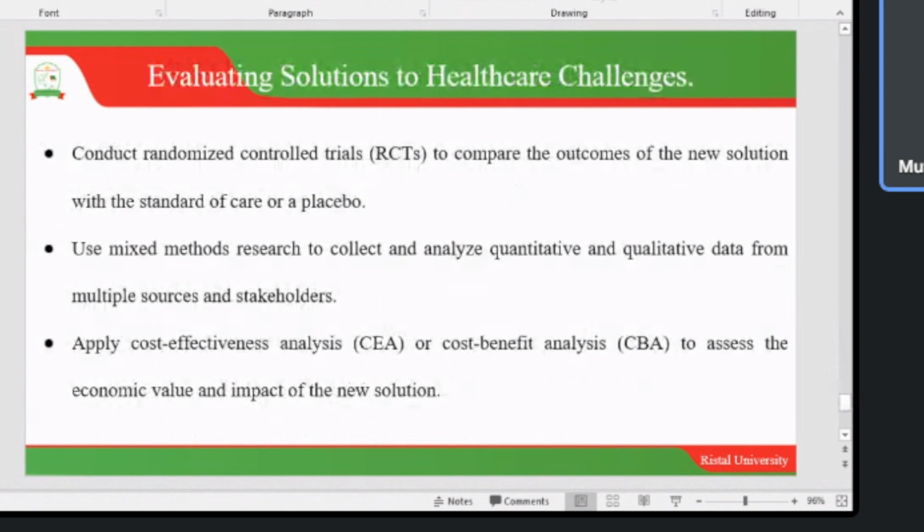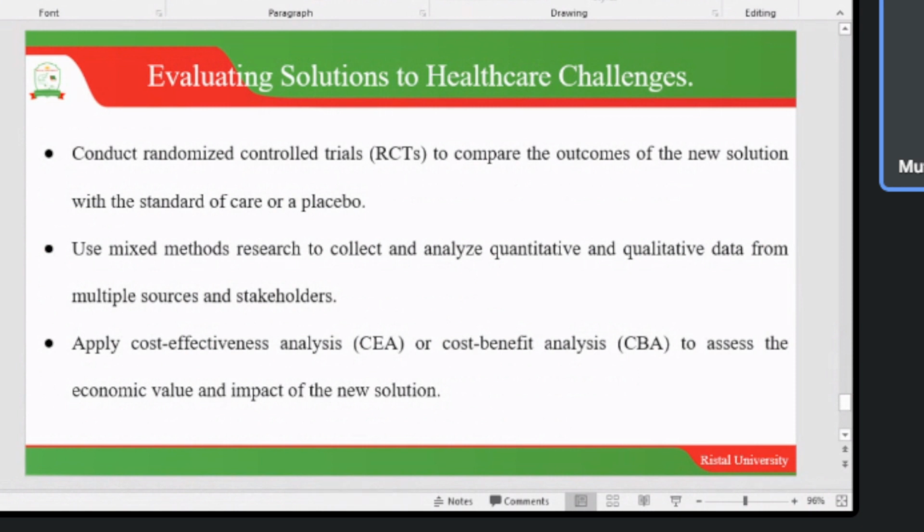Okay, so now that we have understood how to create these solutions, how to go about creating entrepreneurial solutions, how then do we know that they are working or not? Okay, so it brings us to the last segment of this session of talking about evaluating the solutions to healthcare challenges. How can we tell that the solution is working or not? How can we tell that the solution has created an impact or not?